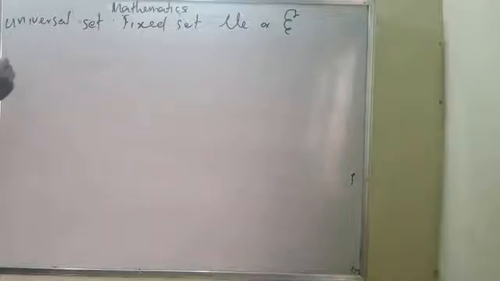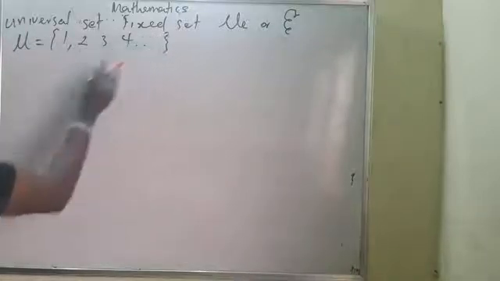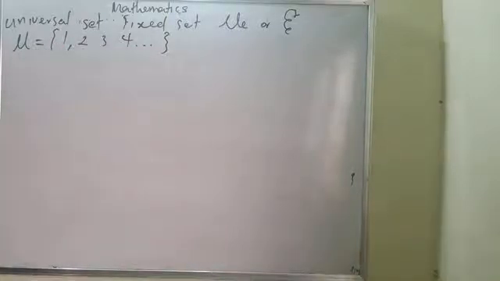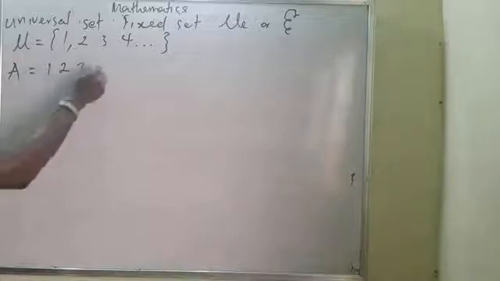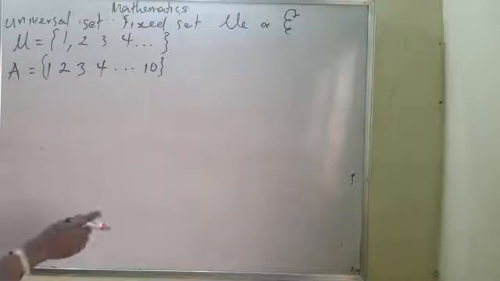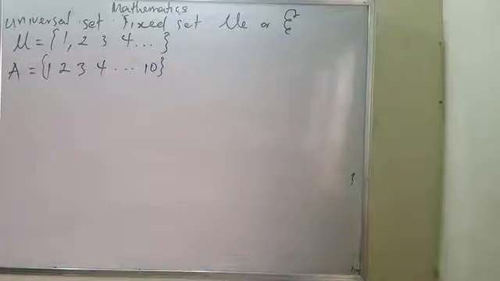Now, when we talk about universal set, for instance, my universal set is equals to {1, 2, 3, 4, and so on and so forth}. Can you see that this does not end? It is infinite. Now, if I have my set A equals to {1, 2, 3, 4 to 10}, can you see my set A is finite, while the universal set here is infinite? Now, can you see the difference between universal set and set A?